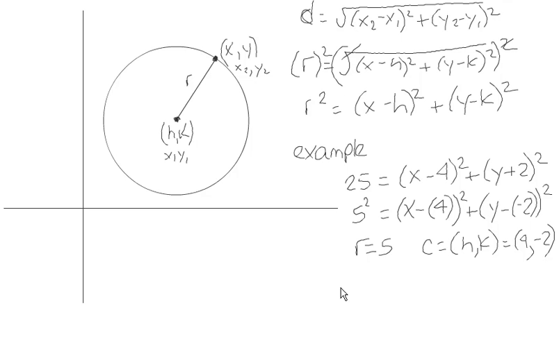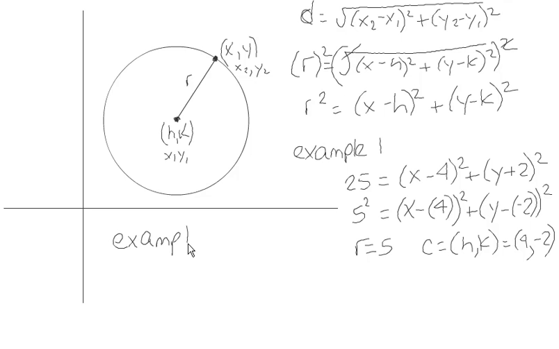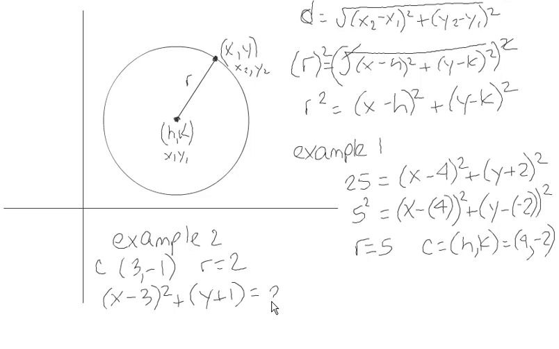The other thing that we want to be able to do is, that's example 1. We'll do another example here, example 2. Let's be given a center value of (3, negative 1) and a radius of 2. Then we need to be able to write the equation for this. I'm going to reverse this and put it in the opposite direction to show you that it's okay either way. So this would be (x minus 3) squared plus (y plus 1), remembering that I have to do the opposite of whatever the sign is, equals 2 squared.